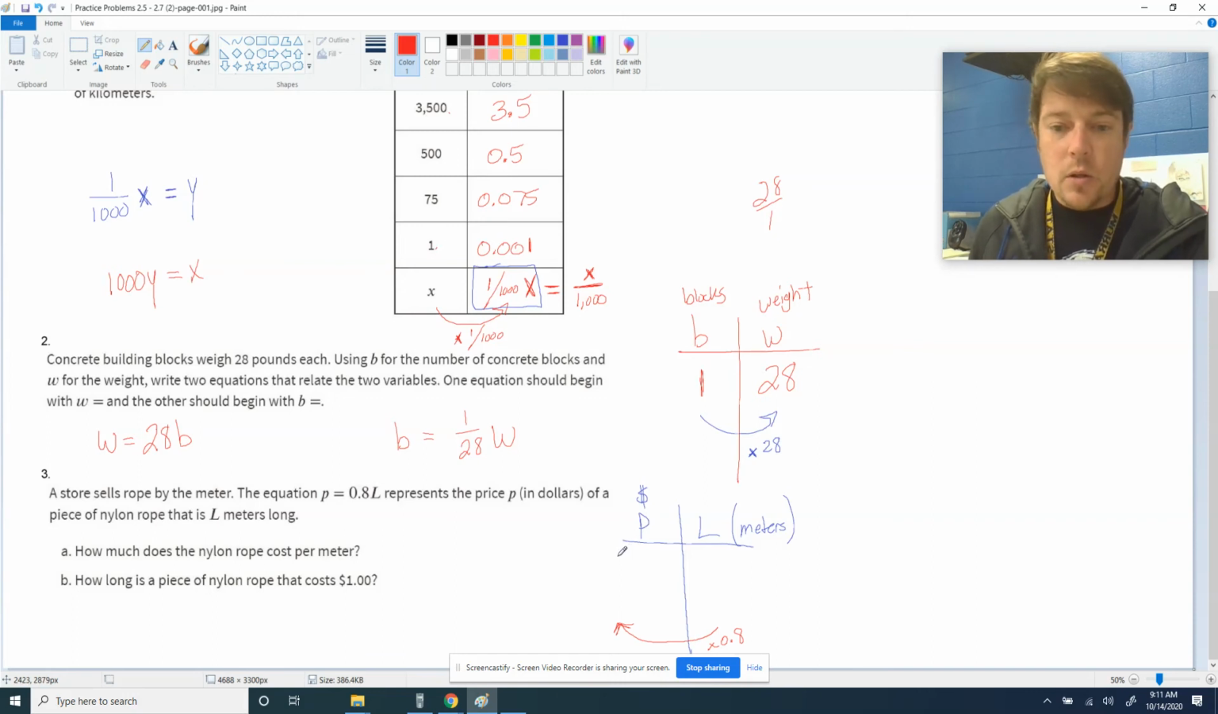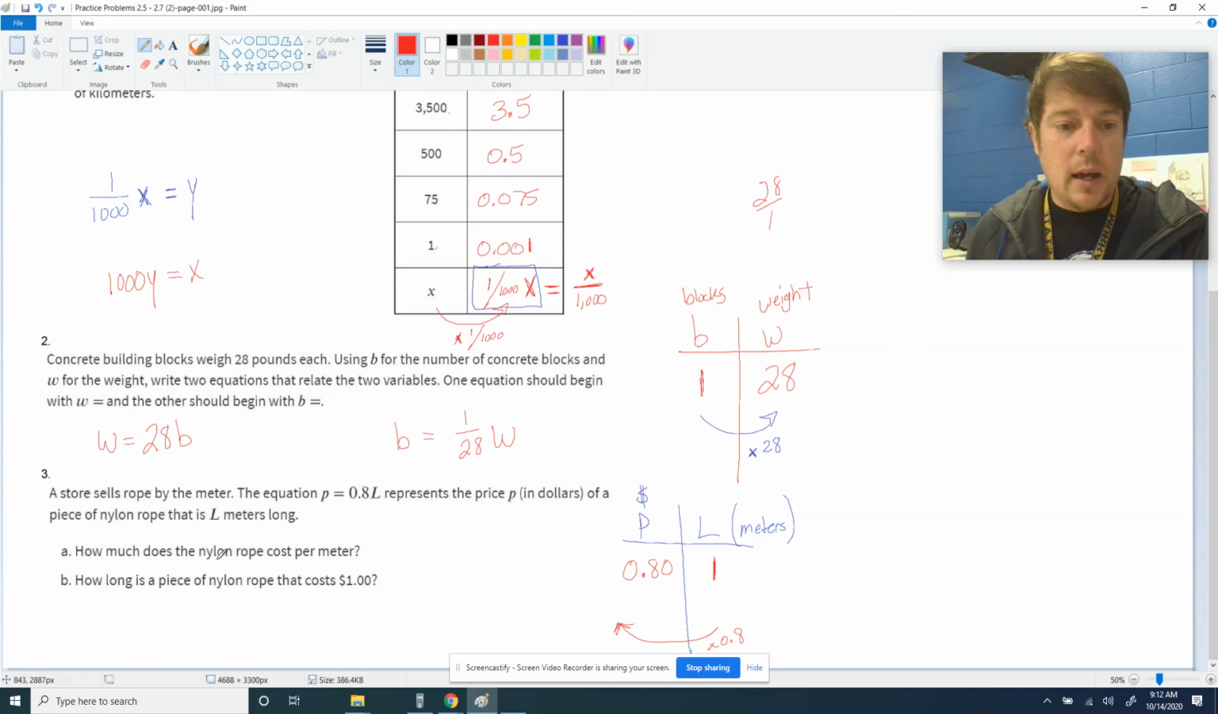Okay? So for example, if I have 1 meter of rope, that would cost me 80 cents because 1 times 0.8 is 0.8 or 0.80, which in money terms would be 80 cents. Okay? So I got all of that from the equation. If you can't interpret that equation in that way, my suggestion is set up the table, think about the relationship between the two things, label the things that are there, and then you should be able to make that connection. All right, now let's answer the questions.